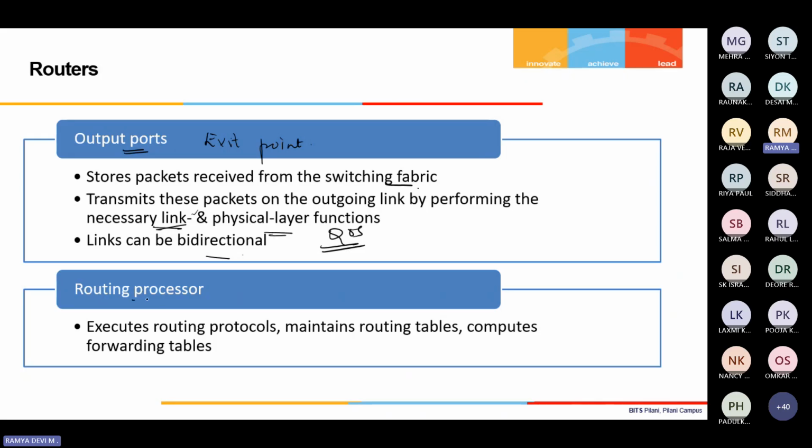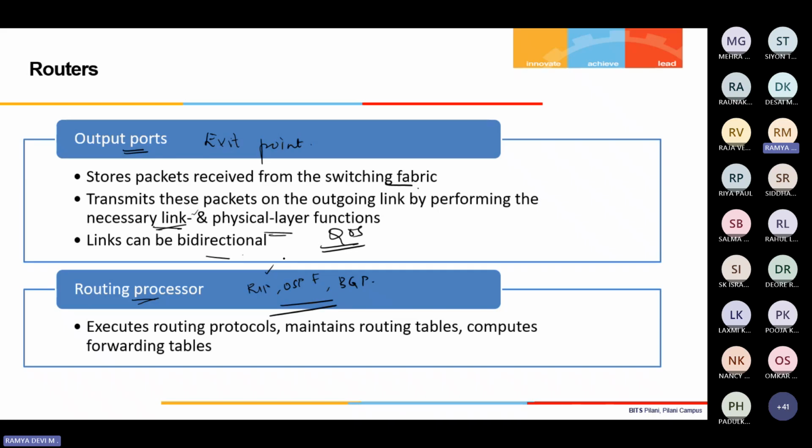And also you have a routing processor. The routing processor is actually the brain. It will run the routing protocols. Different protocols you would have studied, RIP, OSPF, right? BGP. All these will learn about the network paths. It will maintain the routing table, which stores the path information for every known destination, and it computes the forwarding table. All these algorithms will be computing the routing table, and it will be stored inside.